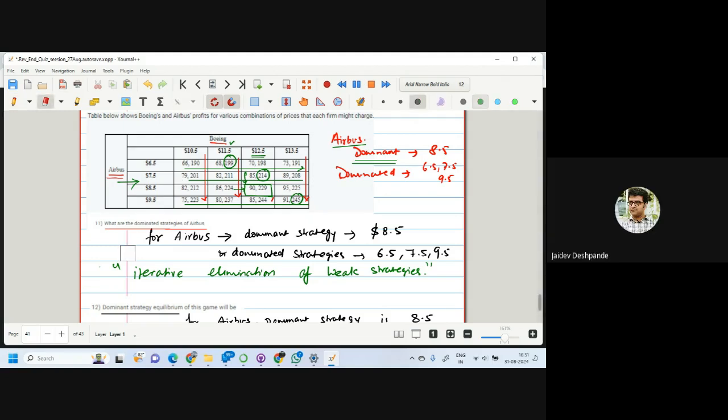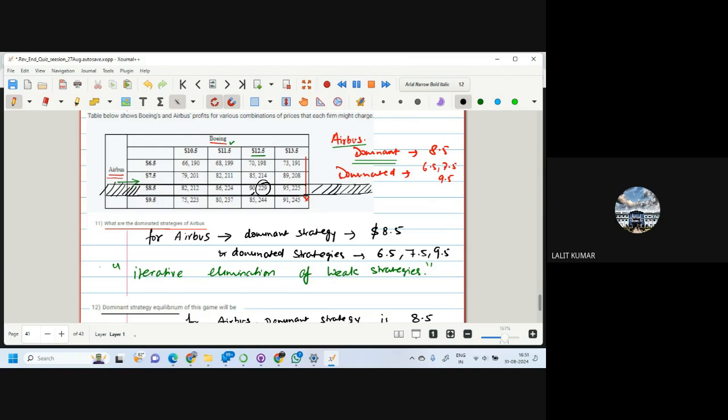And since the other 3 rows are gone, now you are left with a smaller game. And in this smaller game, Boeing certainly has a dominant strategy. So Airbus will play only this row. Correct. So your game is now much smaller. Earlier, in the full game, Boeing did not have a dominant strategy, but in the eliminated strategies game, it has one. And now that is the dominant strategy equilibrium, which is also the Nash equilibrium.